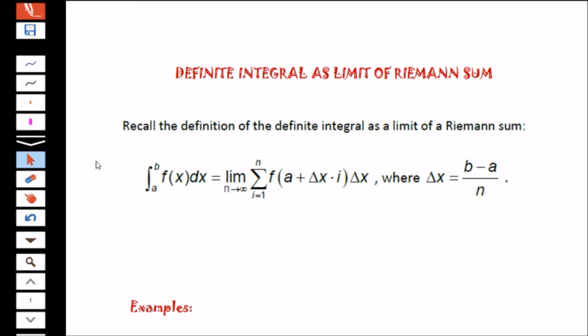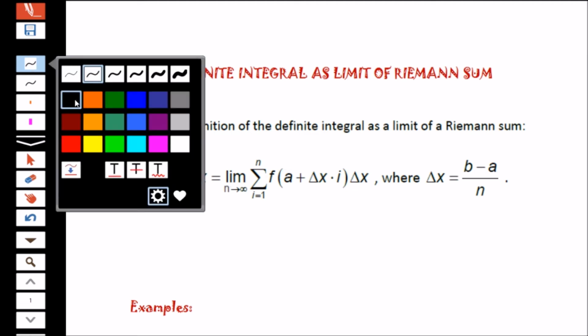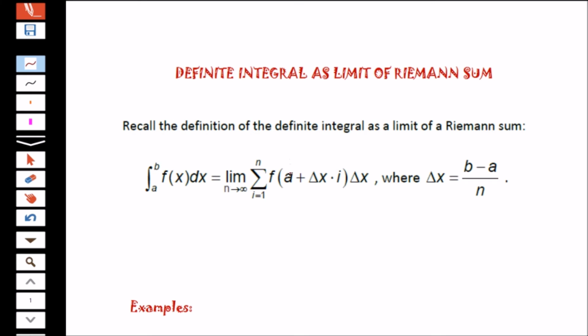From a to b, definite integral of f of x dx equals the limit as n goes to infinity of the sigma notation from 1 to n of f of a plus delta x times i, times delta x. What is a? A is the initial x value. A is actually x0, or this is a lower bound. So this is a lower bound.